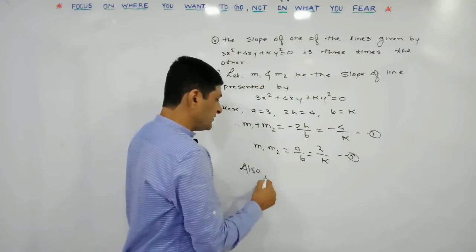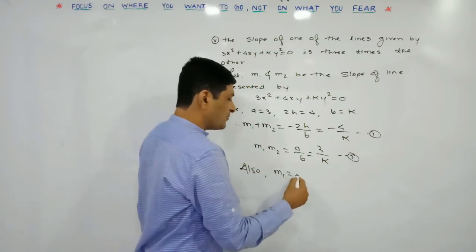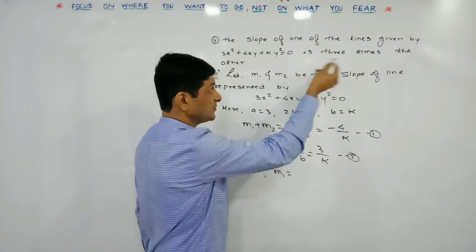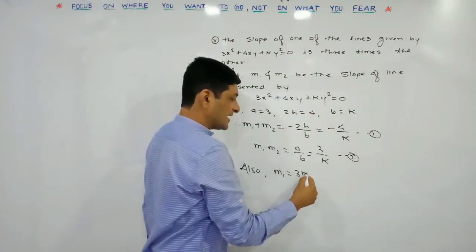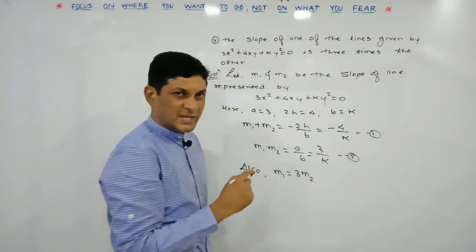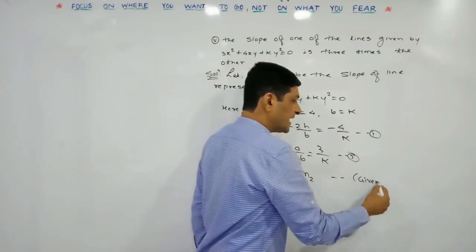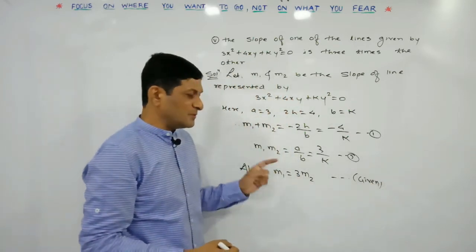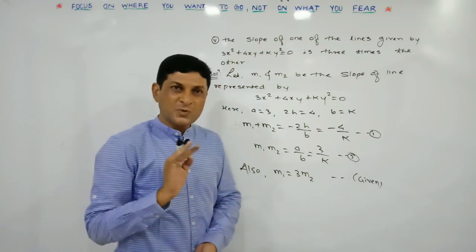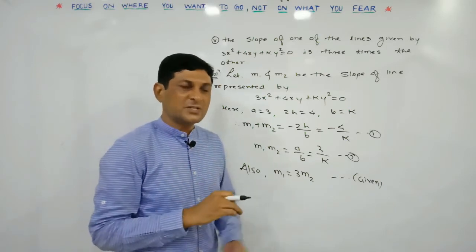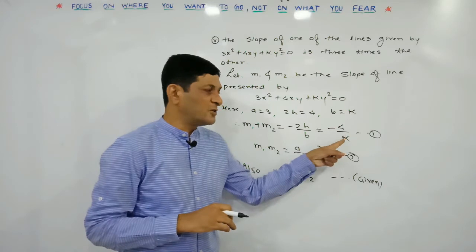Also, what is the given condition? The slope of one line is 3 times the slope of another line, meaning m1 is equal to 3 times m2. This is the given condition. Now we will observe that we will have 3 equations in terms of m1 and m2. So by solving these 3 equations, we will try to find out our required unknown value, what?